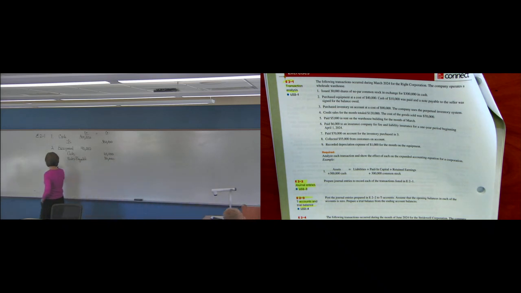Number 3. Purchased inventory on account at a cost of $90,000. The company uses the perpetual inventory system. We'll talk about that in a second. But what two accounts are impacted here? Merchandise inventory, we'll call it, and accounts payable, right?